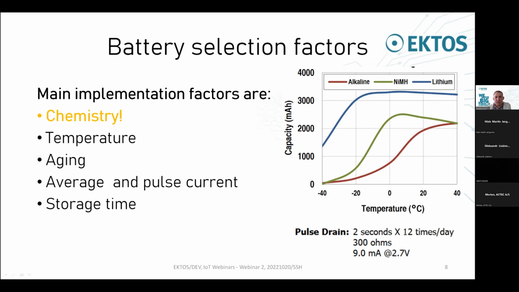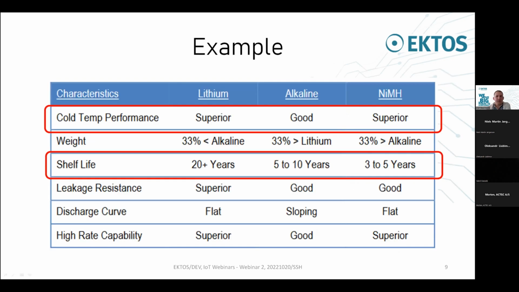Another parameter is the storage time and conditions before putting into operation. For example, how long the battery was on the shelf before it was installed into the product. Here are some examples for different battery types, and you can see, for example, the shelf time for a lithium battery can be more than 20 years. And for nickel metal hydride, it can be as small as 3 years. So it's a very big difference, and it's very important to select the right battery for your product.